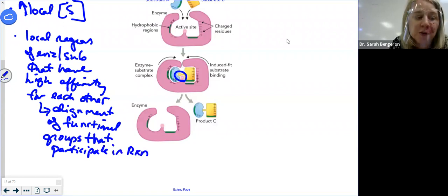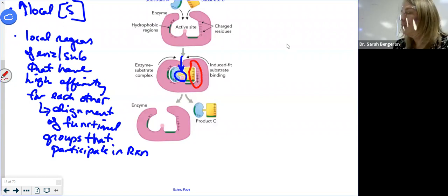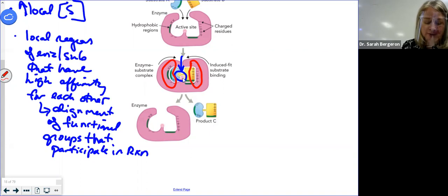Right? Because the functional groups that are participating in the reaction are right here. Are they these pluses and minuses? No, those are just for alignment. All of this is just for alignment. The blue circle, that's where you're actually having enzymatic reactions occurring.